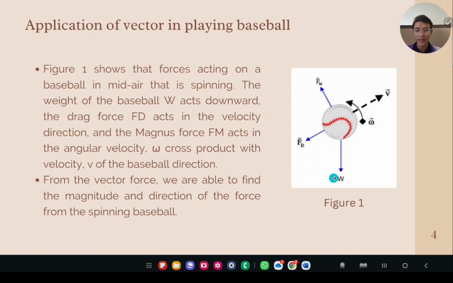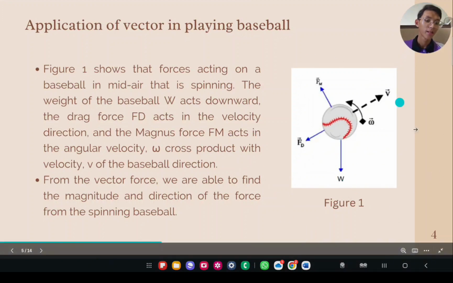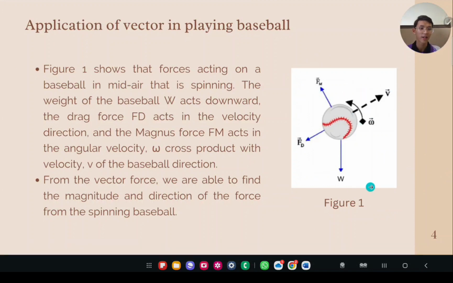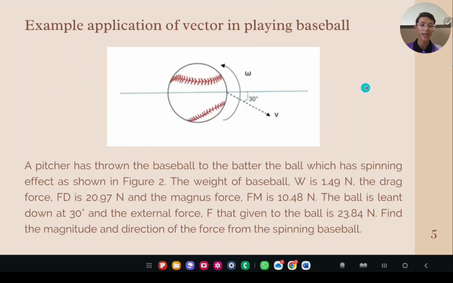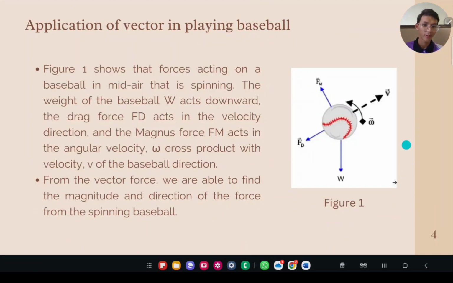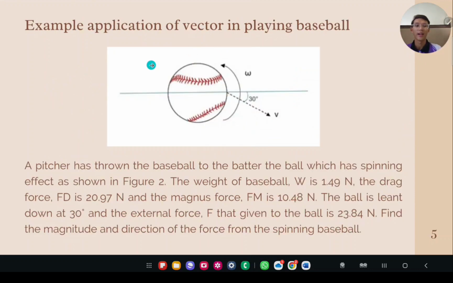So from the force vectors, we are able to find the magnitude and direction of the force from the spinning baseball. We can calculate all the forces that exert on this spinning baseball, so that we can determine the direction of this spinning baseball and its magnitude. So this is an example of application of vector in playing baseball.